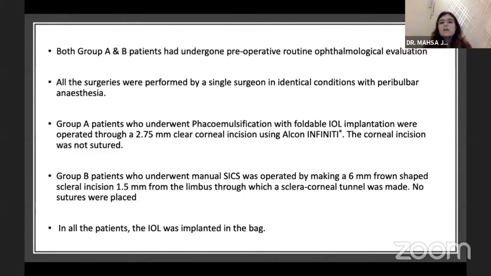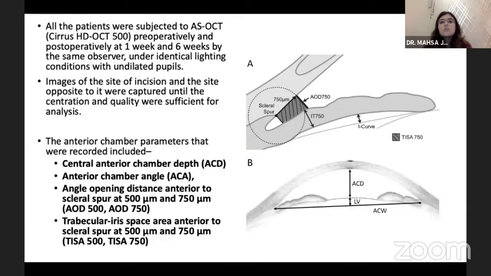Group A underwent phacoemulsification through a 2.75 mm clear corneal incision, and Group B had undergone manual SICS through a 6 mm frown incision, which was placed 1.5 mm from the limbus. In all the patients, the IOL was placed in the bag. We evaluated the patients preoperatively and postoperatively at 1 week and 6 weeks. The evaluations were done by the same observer under identical lighting conditions and undilated pupils.